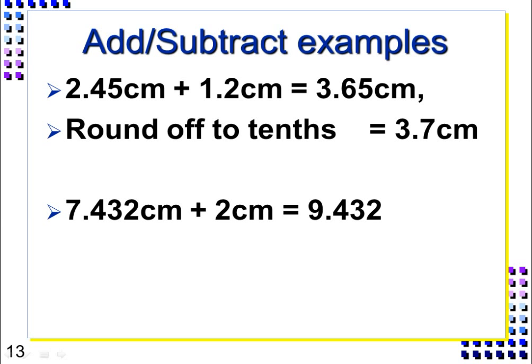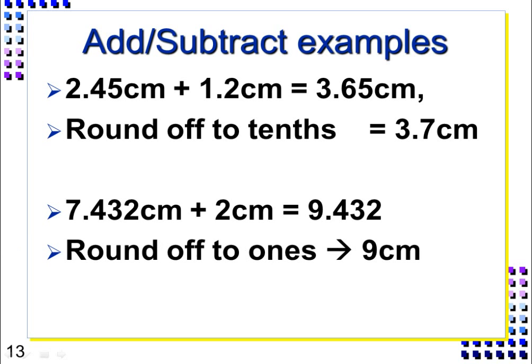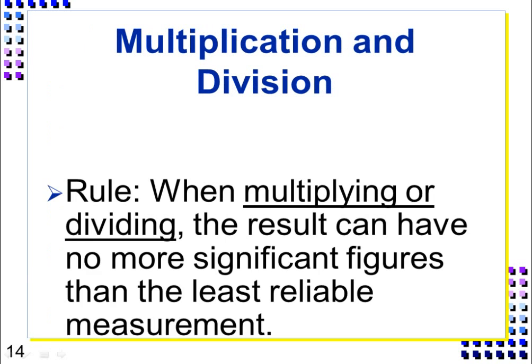Another example, 7.432 plus 2. The calculator gives us the answer 9.432, but the number 2 is only accurate to the 1's place of accuracy. So therefore our answer cannot have any decimal places, and our answer must be rounded to the 1's place of accuracy. So I want to round it off with the 9, but I look back to the 4, less than 5 there, so we are rounding down.